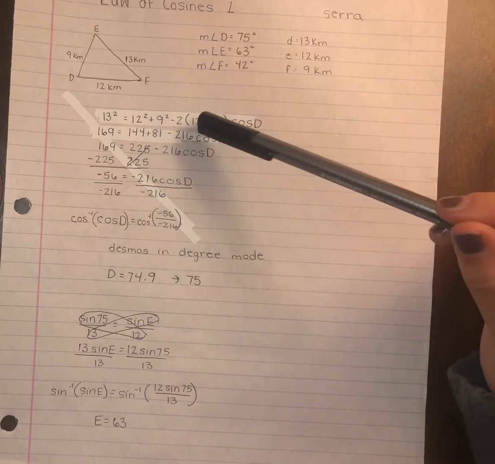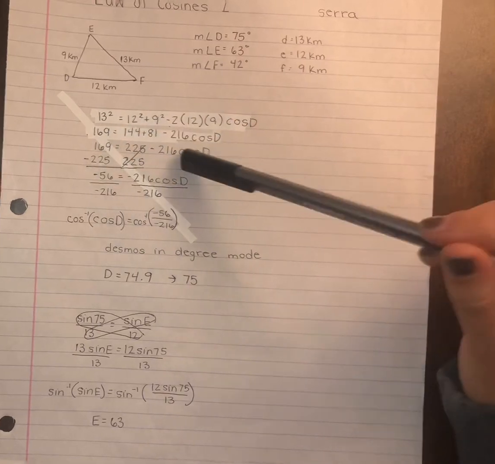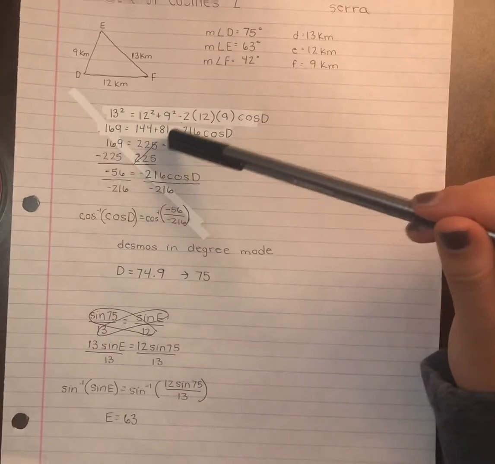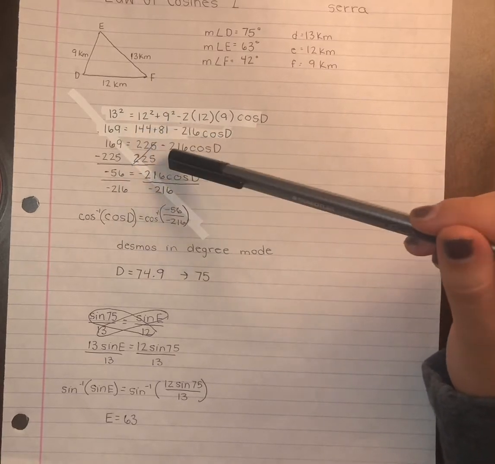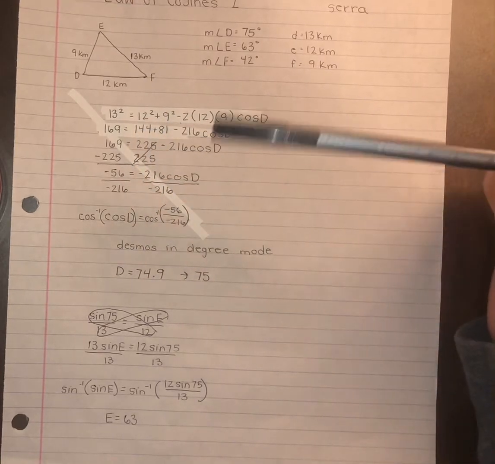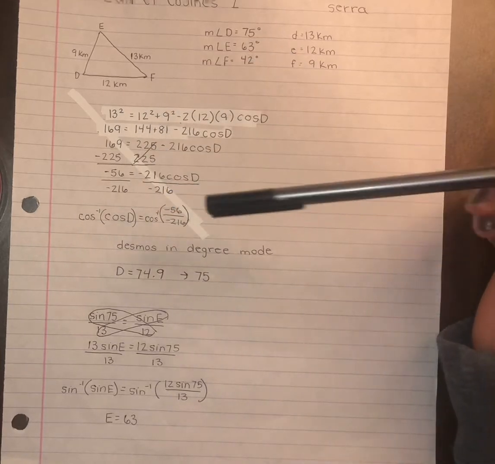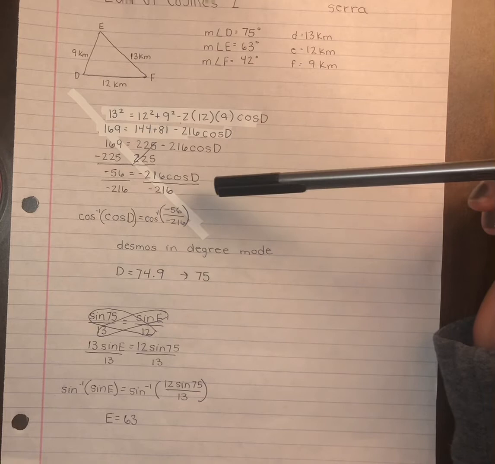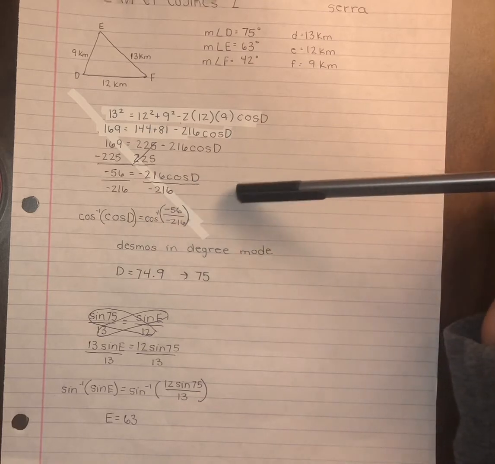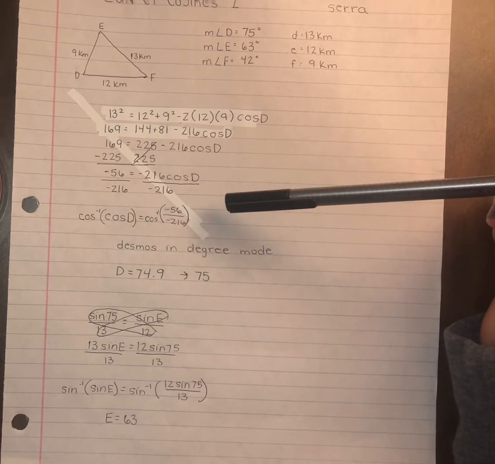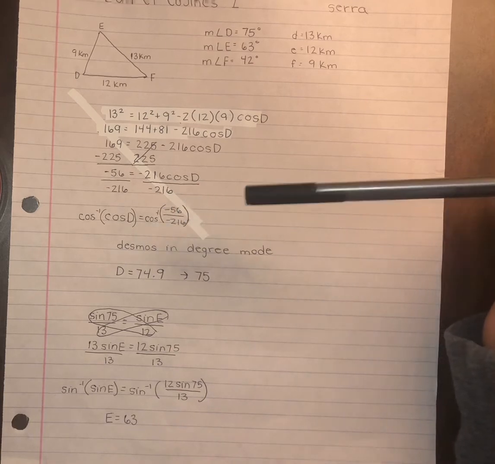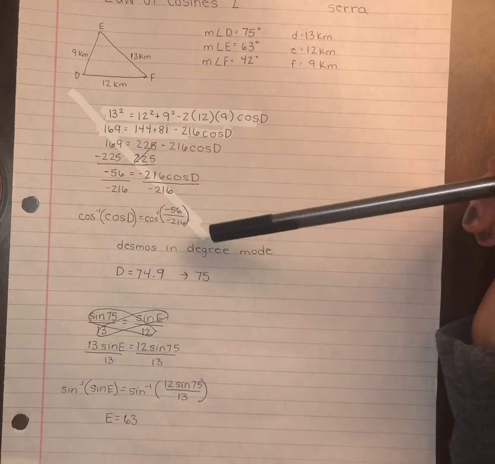We don't want to mess with this, because it's part of the cosine, so we just mess with these two. So when we add these together, it would equal 225. Then we will subtract that from both sides to get negative 56 equals negative 216 cosine d. Divide both sides by negative 216 to get cosine d equals negative 56 over negative 216.